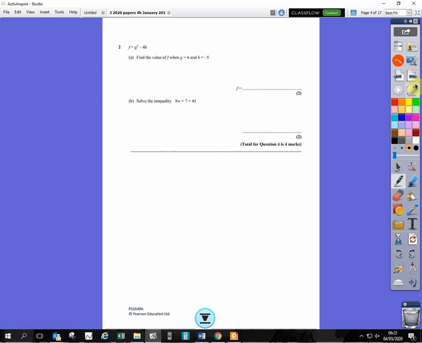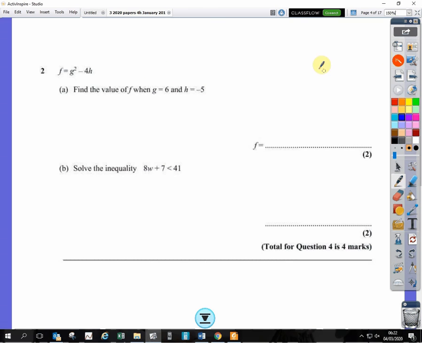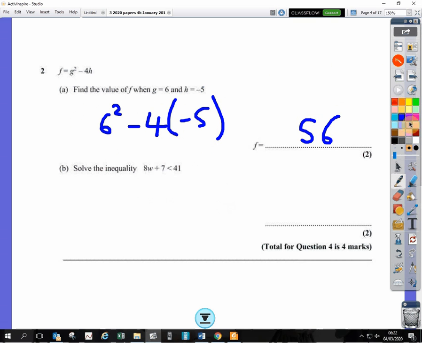Next question. Find the value of f when g equals 6 and h equals -5. So if we substitute in here, we have 6 squared minus 4 times -5. Okay, and you can type this into the calculator or you can work it out yourself. It's 56.